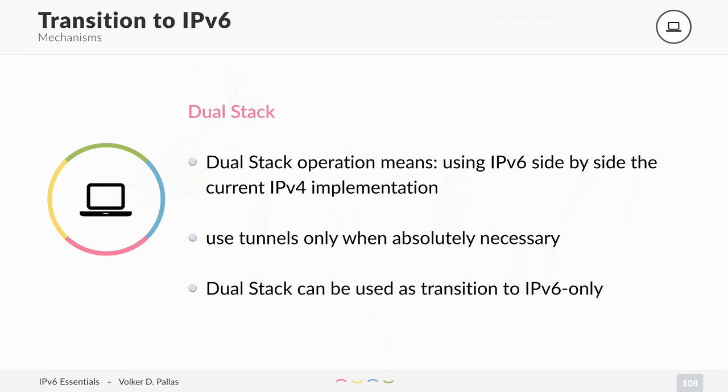Dual stack can be used as a transition mechanism until you are able to do IPv6 only. This is for a time when IPv6 is so common that every service on the internet uses IPv6 and only some still have IPv4 additionally. So until then, you can use dual stack, which means you configure IPv4 and IPv6 on your router.